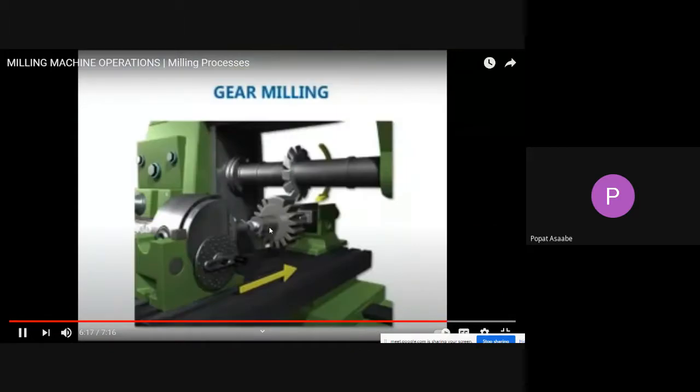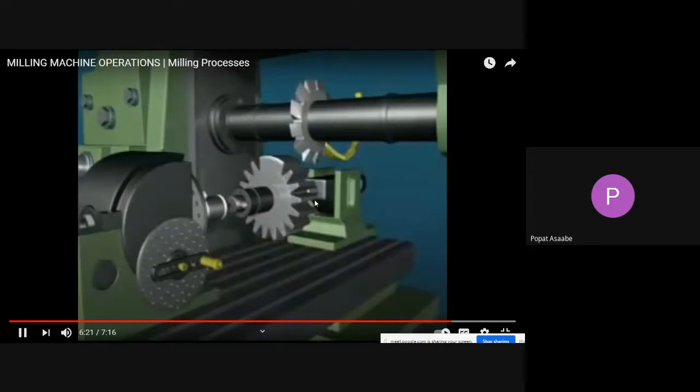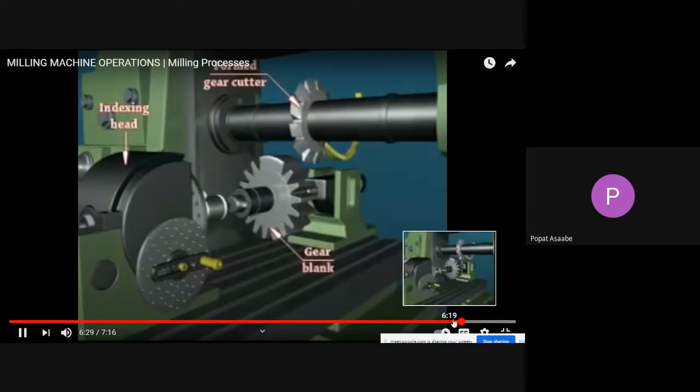Gear manufacturing is also possible on the milling machine. In this manner, gear manufacturing is possible. See here, a formed gear cutter is used. This is the gear blank.